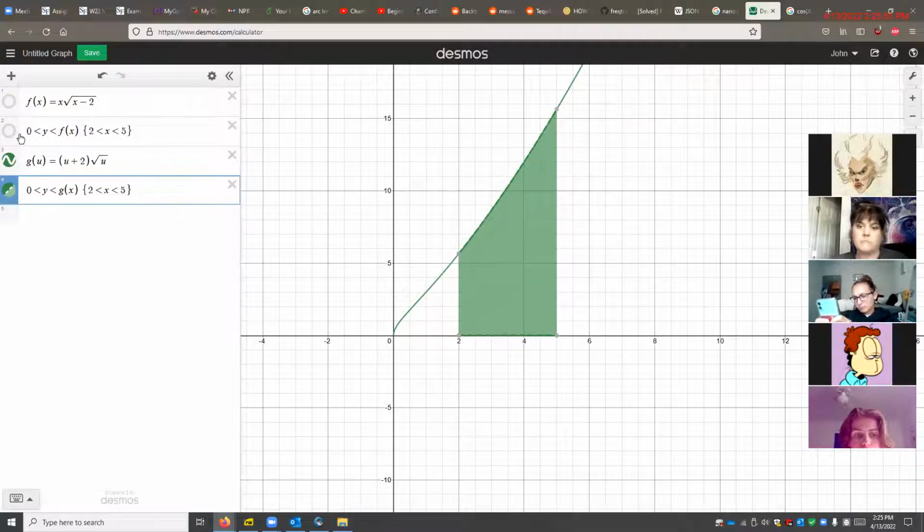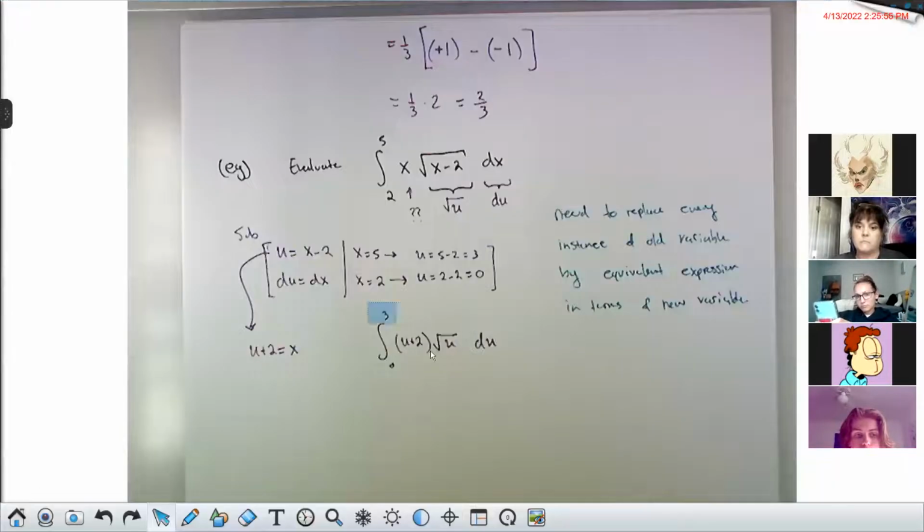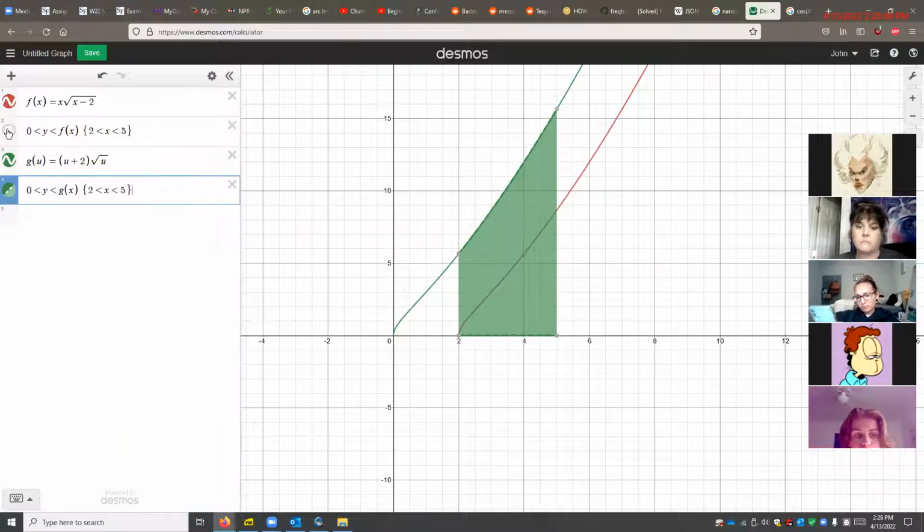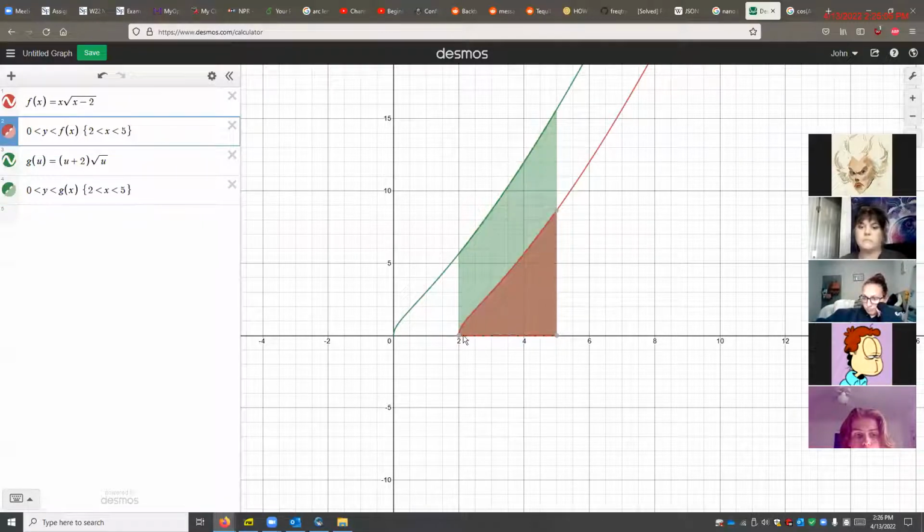So the green area here is what we would get if we did this integral from 2 to 5. But what I want is the red area down there. This red area is what I'm after. The green curve is what I get when I perform my substitution. The substitution u equals x minus 2 basically drags the whole graph to the left by 2 units. So what I need to do is also drag my bounds to the left by 2 units.